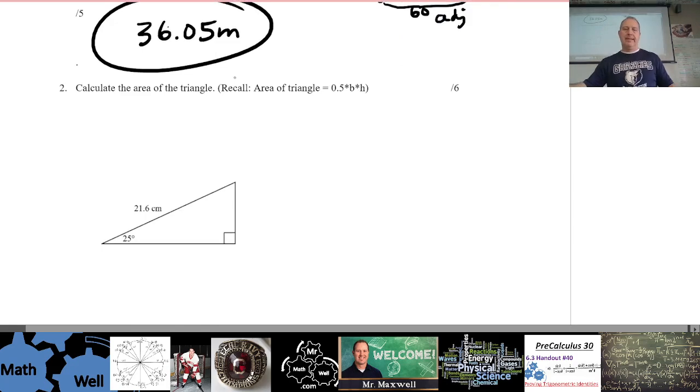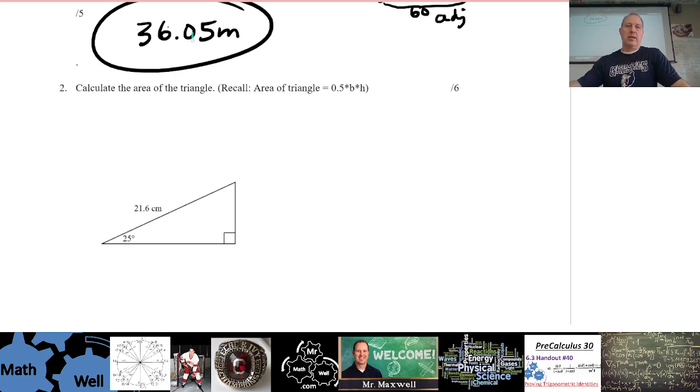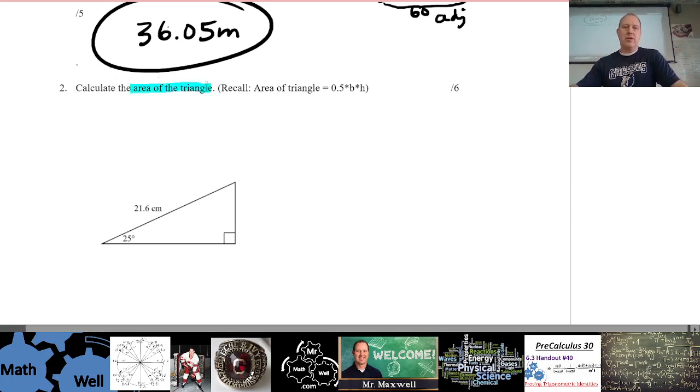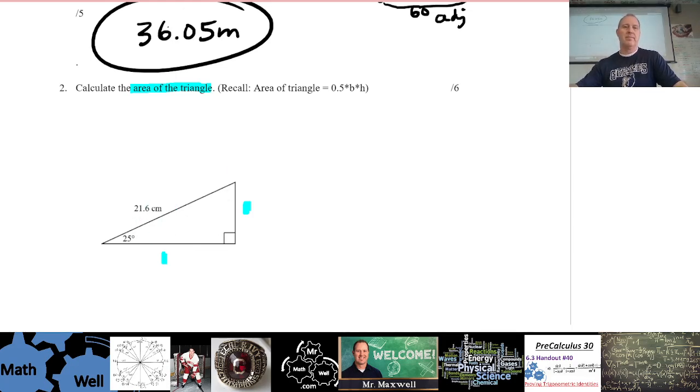Cool. All right. Oh, this is a good question. Calculate the area of this triangle. Recall, and I even give you the area formula here in this assignment, 0.5 or 1/2 times the base times the height. So I don't have the height or the base, so guess what? We have to find those. Now, can we find them given the information that we have?